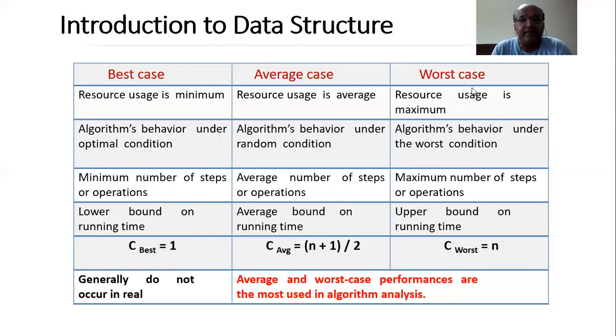Why is it a random condition? Because we are not aware of the position of the element. It can be at any place. Correct? So in that scenario, it will be a random condition. If you are talking about a worst case, then definitely in that particular case, the algorithm behaves under the worst condition.